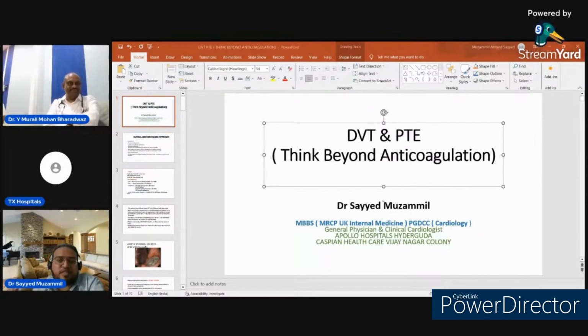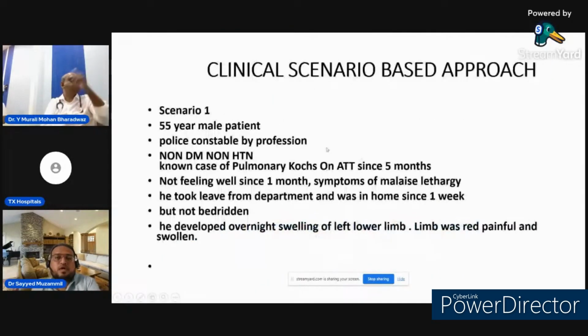Let's start my presentation. This is a clinical scenario based approach. These are the cases that I have seen in my clinical practice while working in different hospitals. So, a 55-year-old male patient, a police constable by profession. He was non-diabetic, non-hypertensive, and he was recently diagnosed with pulmonary TB, and he was on anti-tuberculous therapy for 5 months. But for 1 month, he complained that he was not feeling well, and he was having malaise and lethargy.